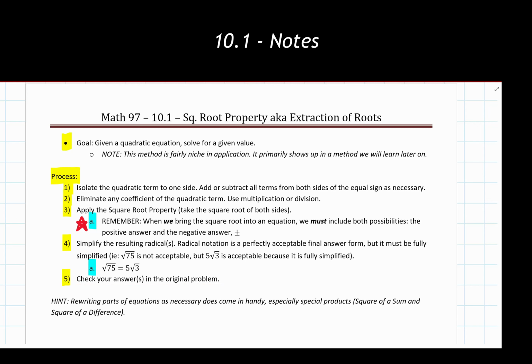Last but not least, and this isn't always something that shows up, but it does happen just frequently enough, if necessary, make sure that you are going back and rewriting parts of the equation. More often than not, we're going to be using special products like the square of a sum or square of a difference to make that happen. If you need a reminder, this was covered in the section 7.4 video regarding how to factor things into the square of a sum and square of a difference. So I'd reference that video if you need to.